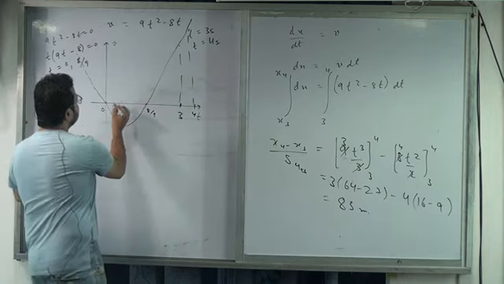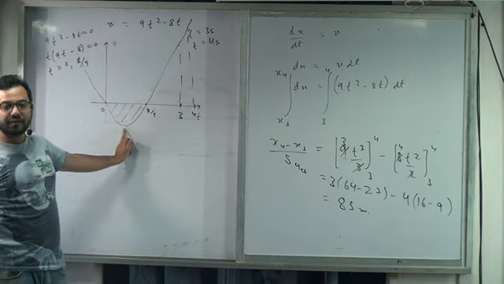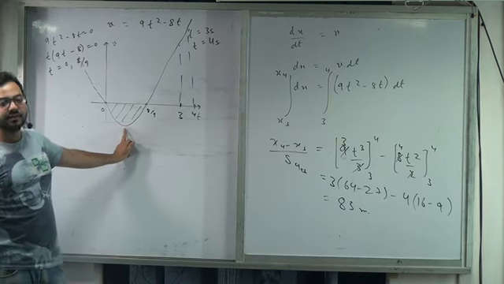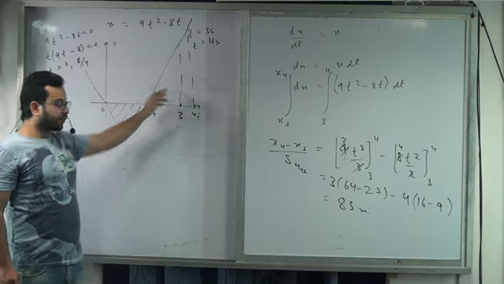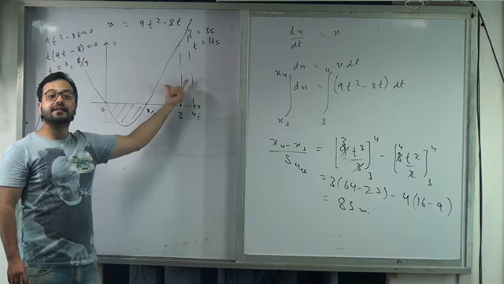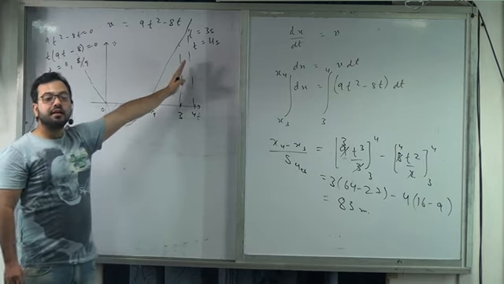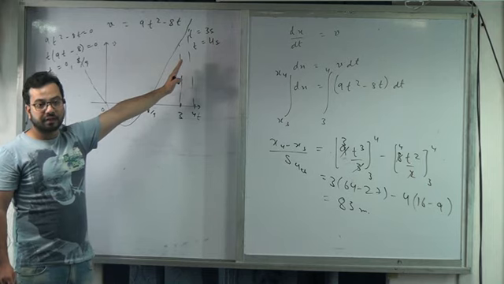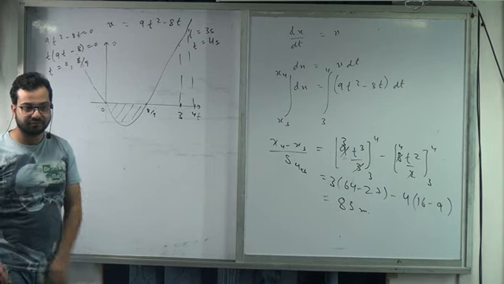This area is below the t-axis. That means the particle is moving in the negative direction. So this displacement is negative. This displacement is positive. So I'll take the mod of this and I'll take the mod of this, and then I'll add them. Is that clear? How do I find the distance? The subtraction of the mod of area. Is that right? So if this is negative area, I'll subtract it.